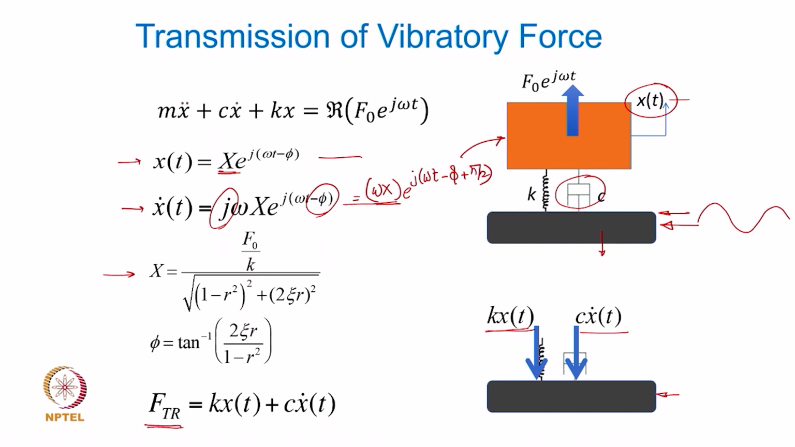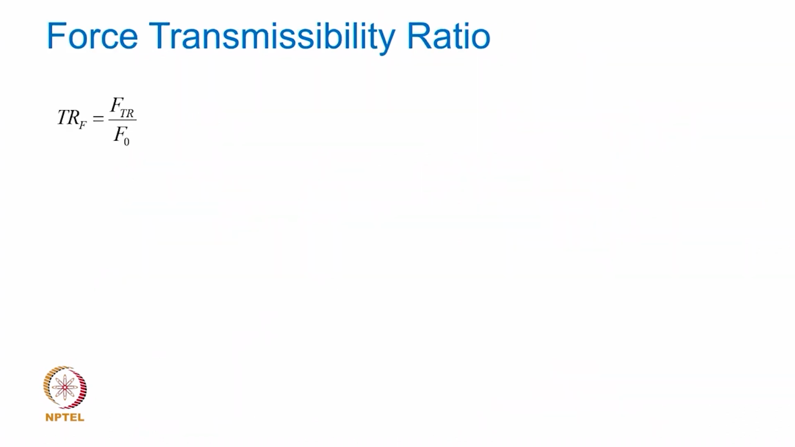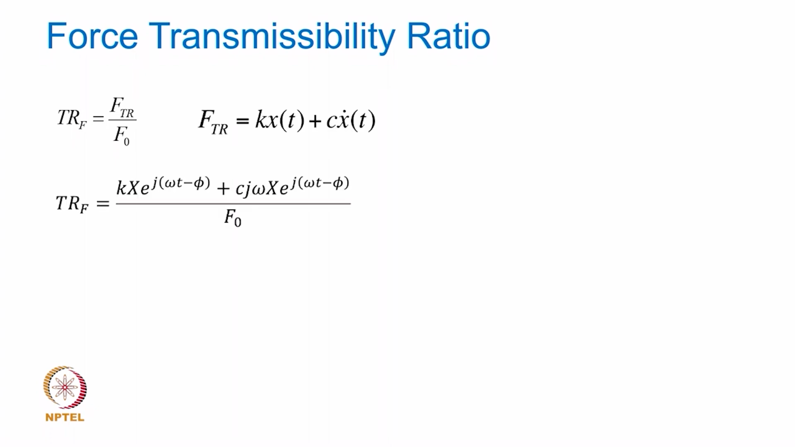Now, obviously, the force transmissibility is the ratio of the transmitted force to the induced force F naught. So, what we are going to do is write this expression, the transmissibility ratio, as equal to the force transmitted to the force induced, which is the input force on the mass, F naught, and we know that FTR was written like this.